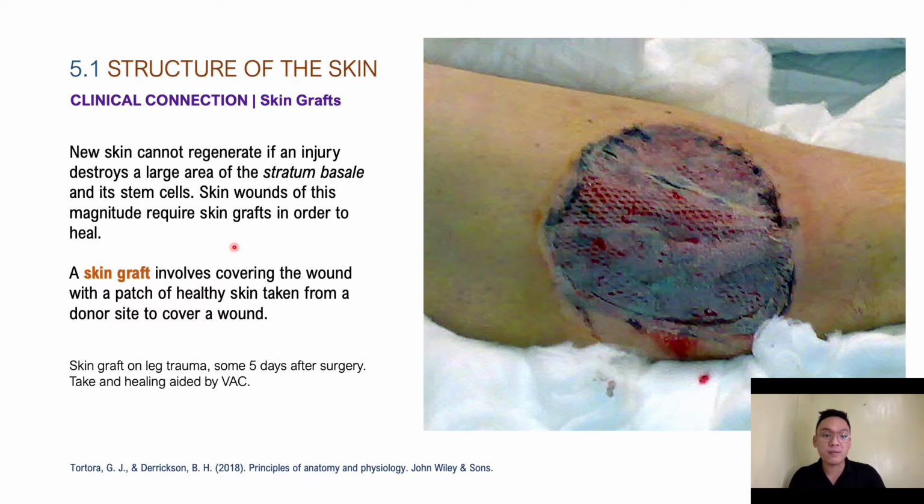What is a skin graft? A skin graft involves covering the wound with a patch of healthy skin taken from a donor site. So this photo on your right is a skin graft on leg trauma, some 5 days after surgery, and the take and healing aided by your VAC.